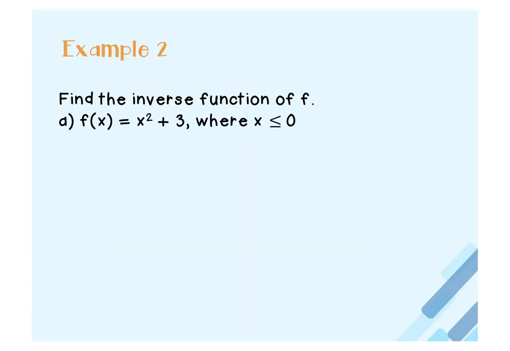All right, so example 2 says find the inverse function of f, the only one on here. f of x equals x squared plus 3, where x is less than 0. So before you get started, think about why this part of my statement is here. What does the graph of x squared plus 3 look like?